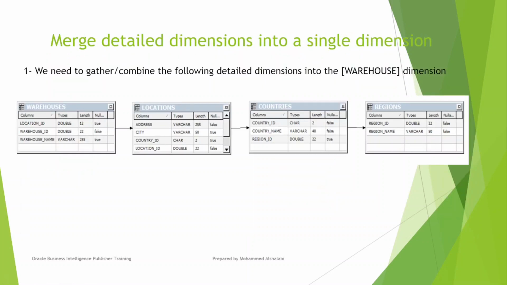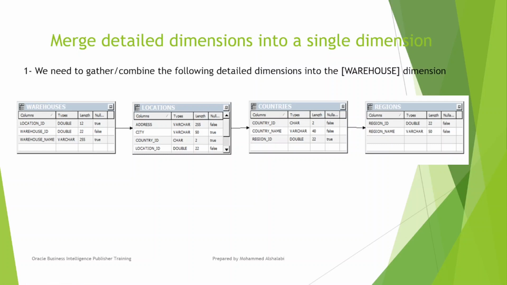Next, now for this relationship, we will merge the detailed dimensions into a single dimension. Here we have warehouse connecting with locations, locations connecting with countries, and countries connecting with region.